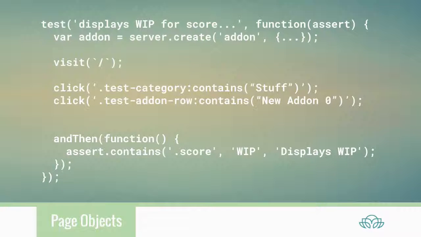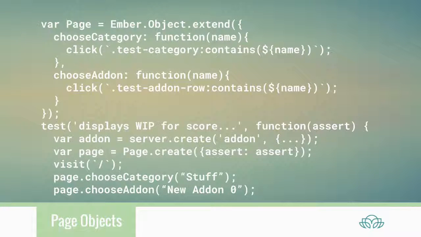There's a lot of stuff here that in a test suite is going to be duplicated. There's going to be numerous times that we end up clicking on a category or an add-on by name. So in this next one, I cut off most of the test because you would also want to put the assertion in the page object. A very simplistic page object would just be creating an Ember object with methods on it, choose category and choose add-on. Now I just initiate the page in my test, passing in assert so that if it did want to do assertions in there, it has access to that. And page.chooseCategory, page.chooseAddon.